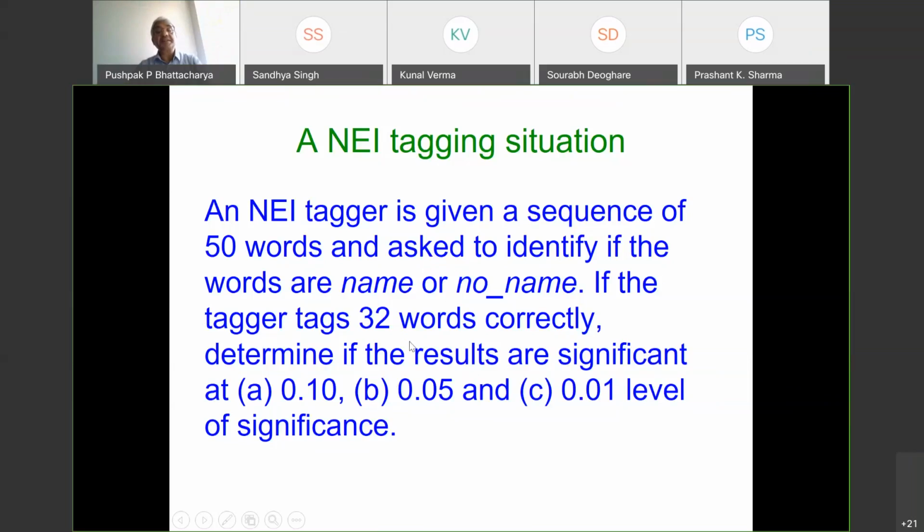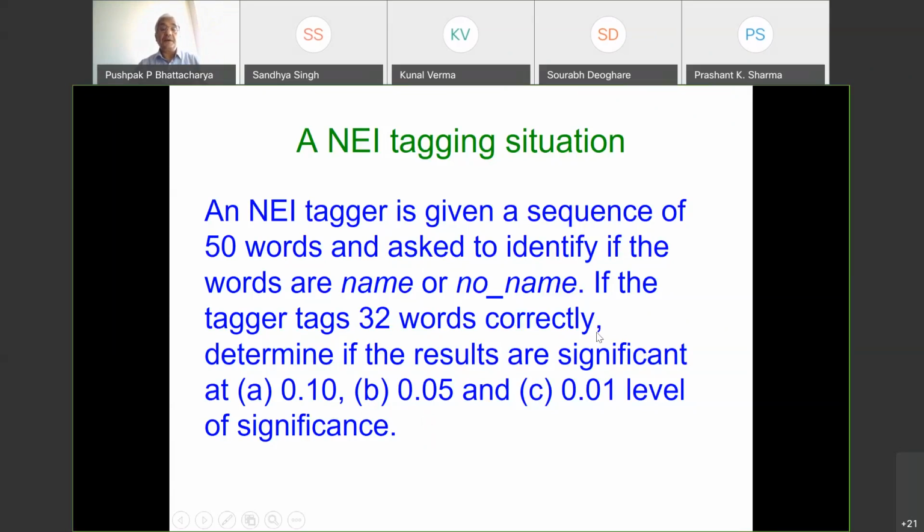If the tagger tags 32 words correctly, determine if the results are significant at 10%, 5%, and 1% level of significance. So these questions are statistical questions. Named entity tagger is an NLP problem. So here statistics and NLP are meeting together. The statistics expertise will come from the data scientist. The named entity tagger expertise will come from NLP and machine learning researcher. So these two worlds have to interact now.